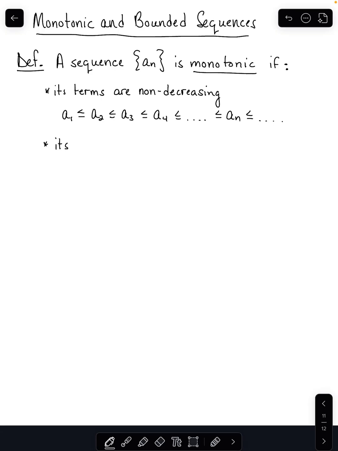Of course, it could be the other way. Its terms could be non-increasing, which means that whatever the first term is, the next one would be smaller or the same, but not any bigger. And the next one would be smaller still, or the same, but not bigger. And that's what non-increasing means, that throughout the entirety of the sequence, each term cannot be any bigger than the ones before it.